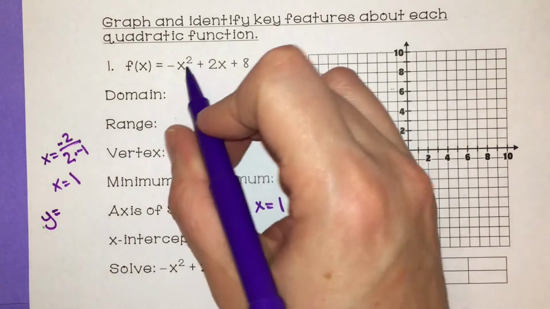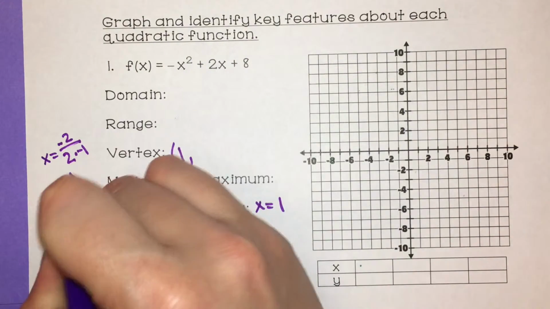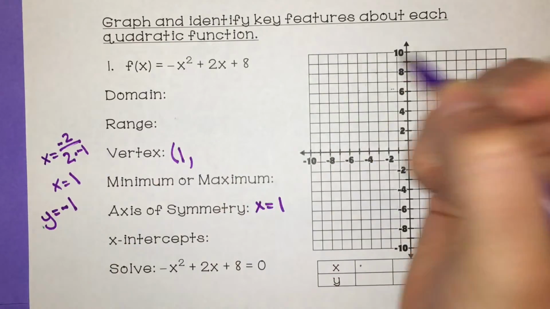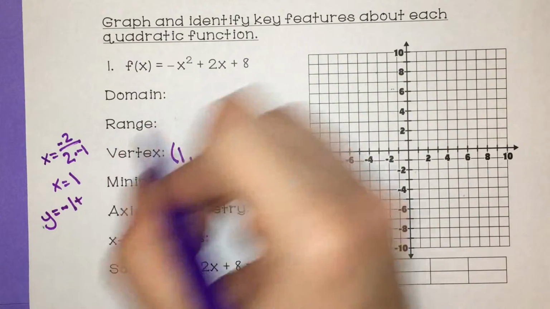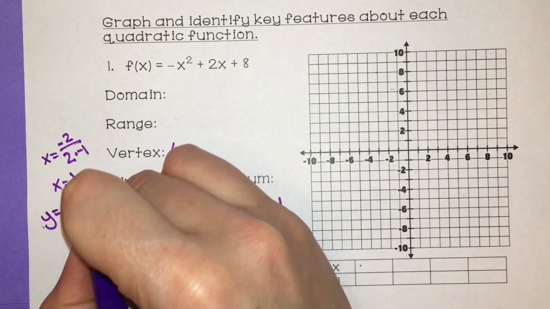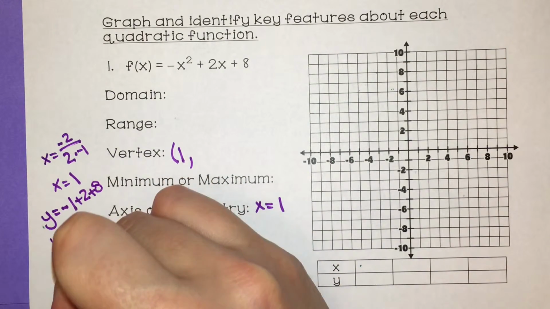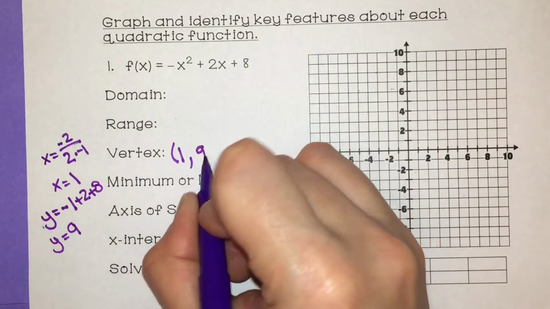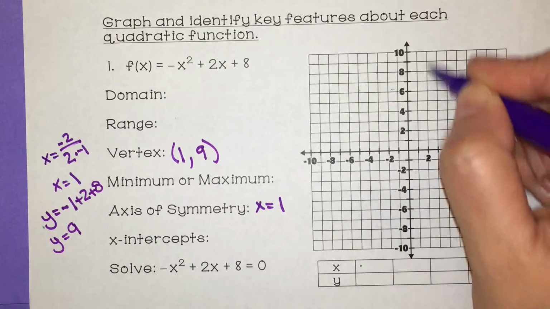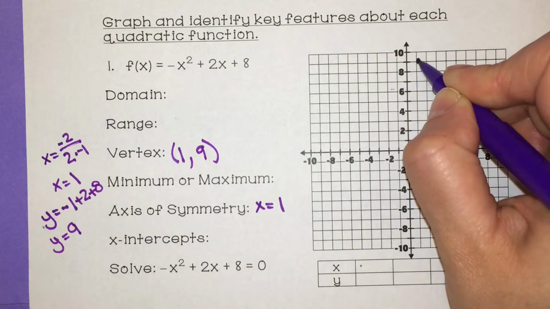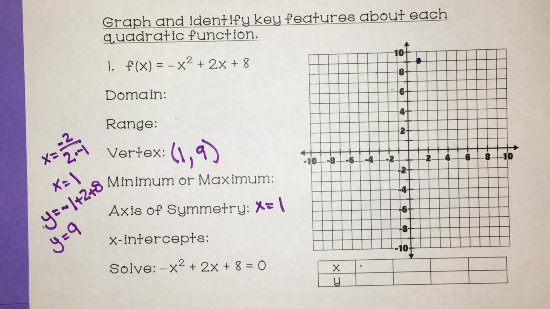Plug that in for y. 1 squared is 1, and I have that negative on the outside. Plus, plug in 1, 2 times 1 is 2, plus 8 gives me y is equal to 9. So we have 1, 9 here.